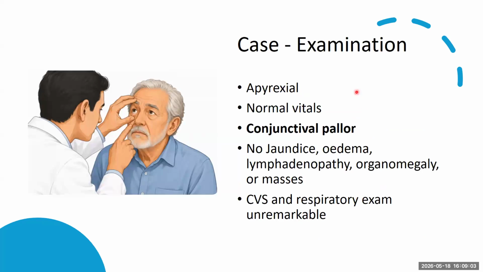On examination, the patient was apyrexial with normal vitals. The only significant finding was that he had a conjunctival pallor. There was no associated jaundice, edema, lymphadenopathy, organomegaly, or any masses that were noted, and his cardiovascular and respiratory exam was otherwise unremarkable.